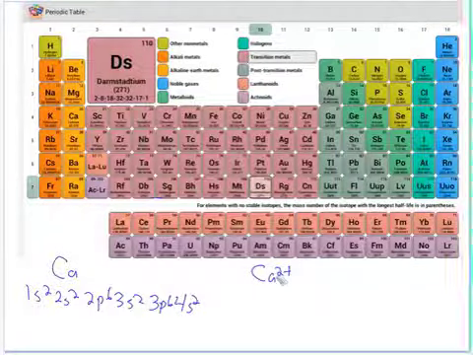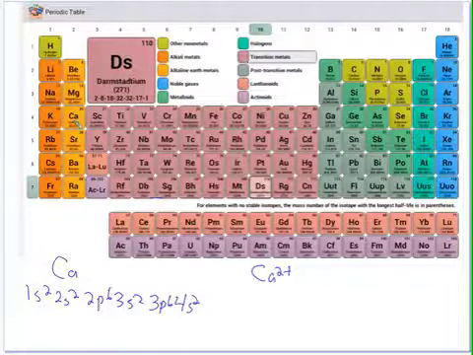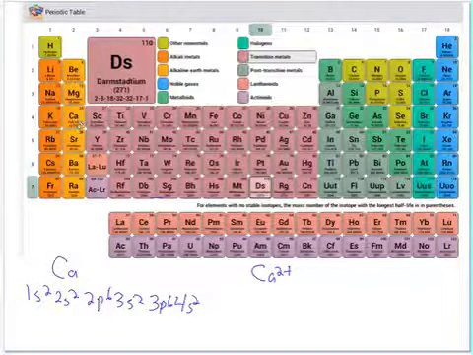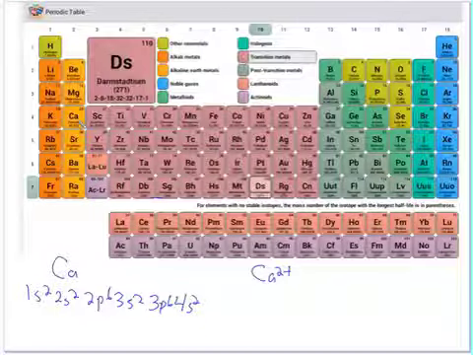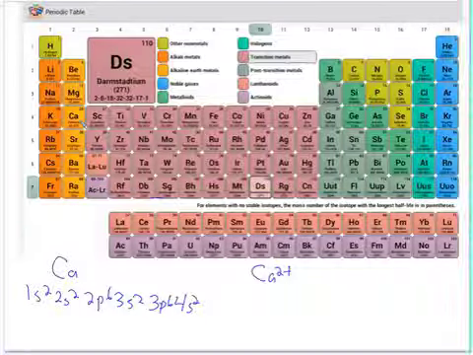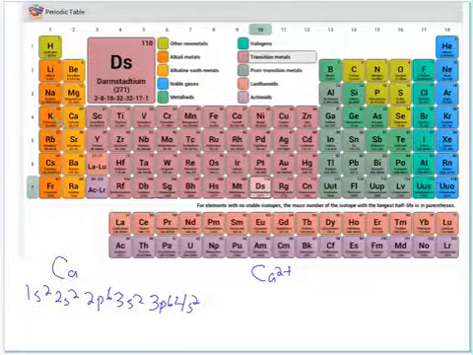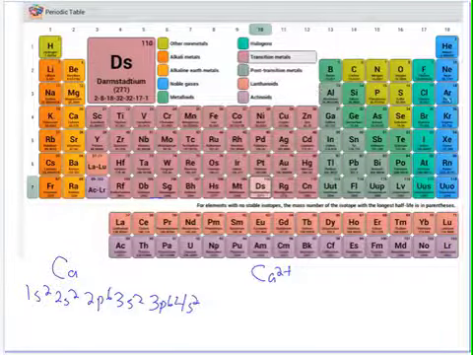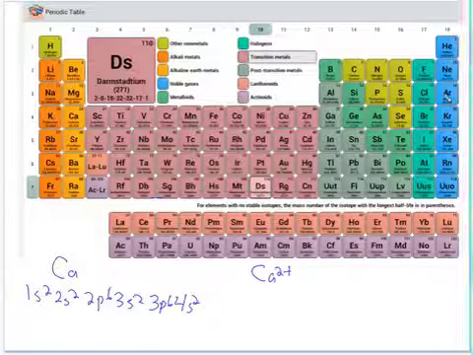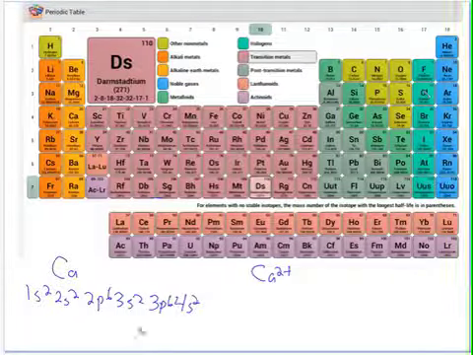Now, calcium is a metal. And I always like to say that metals are losers because they lose electrons. So calcium is going to lose the amount of electrons until it becomes like a noble gas. We just count backwards from calcium, 1, 2. So calcium is going to have an electron configuration just like argon when it becomes an ion.